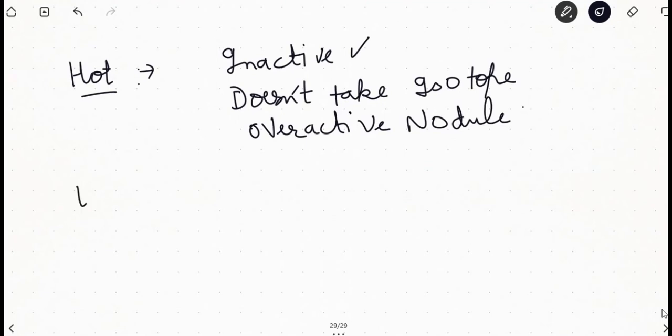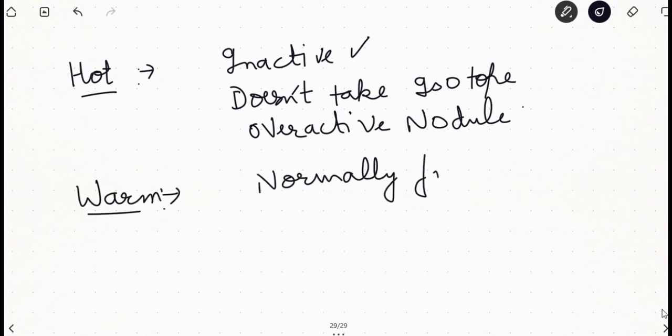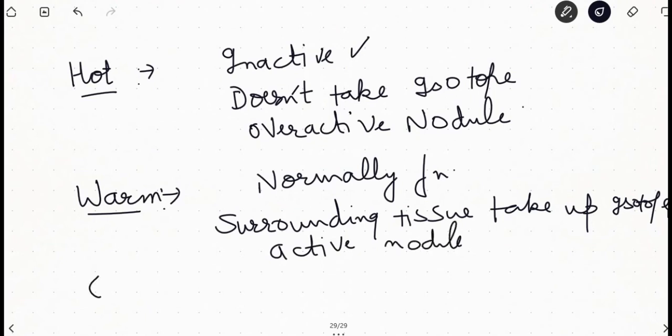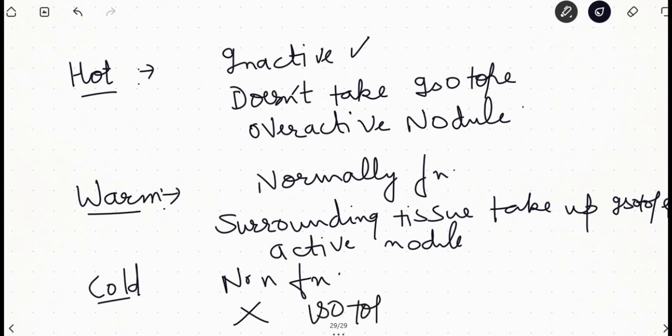Warm nodule is a normally functioning nodule. The surrounding normal tissue takes up the isotope, so it is an active nodule. Third is the cold nodule. It is a non-functioning nodule. It is not taken up by the isotope, and it is underactive.